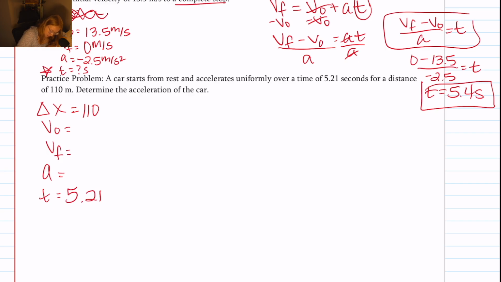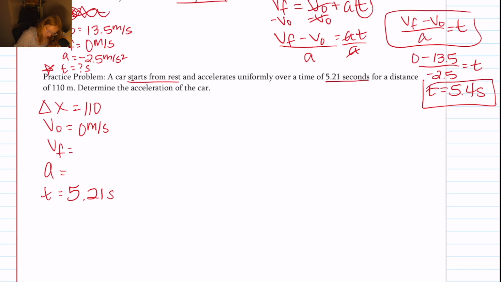Okay, so it says a car starts from rest. So if it starts from rest, the initial velocity should be 0. It accelerates uniformly over a time of 5.21 seconds. So I already put the time there. For a distance of 110 meters, so that's change in x. Remember, distance is change in position. And then acceleration is what we're looking for.